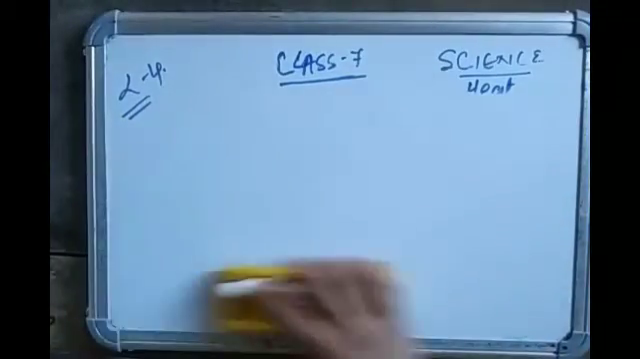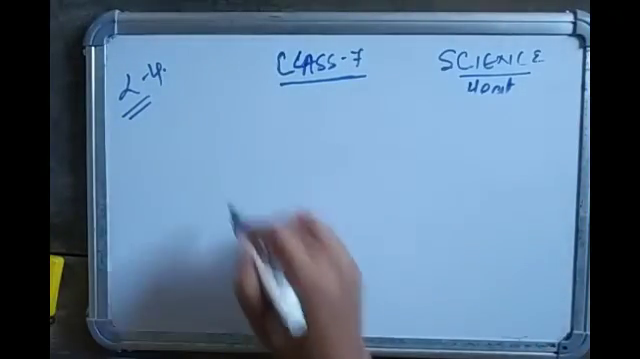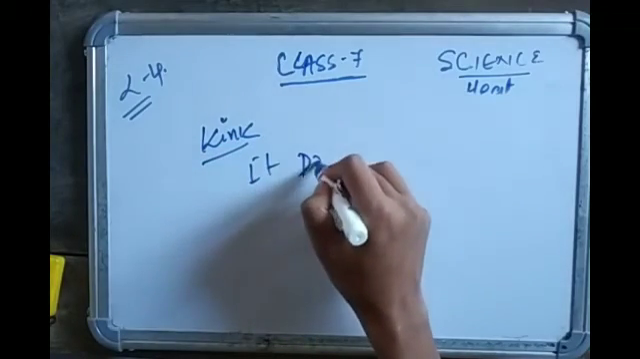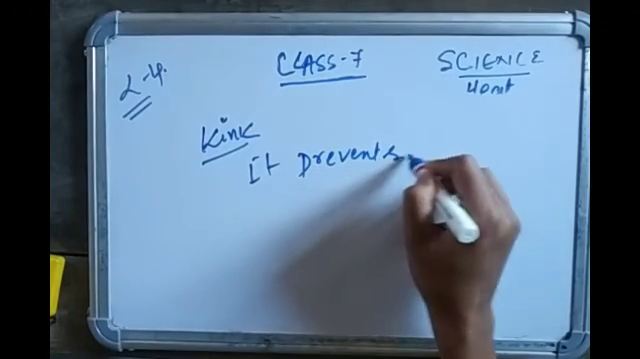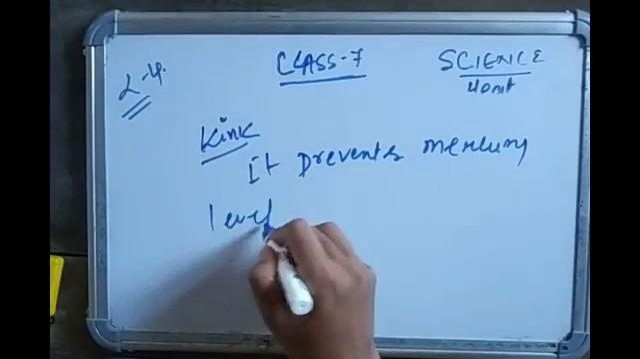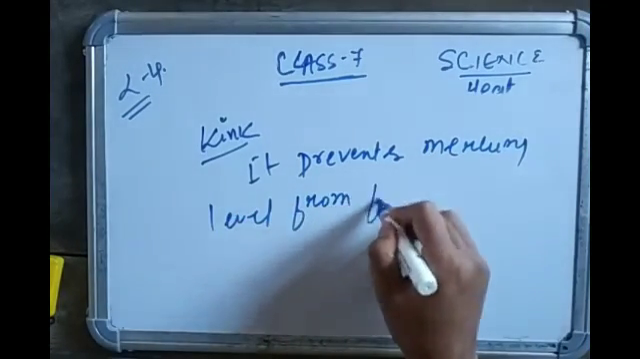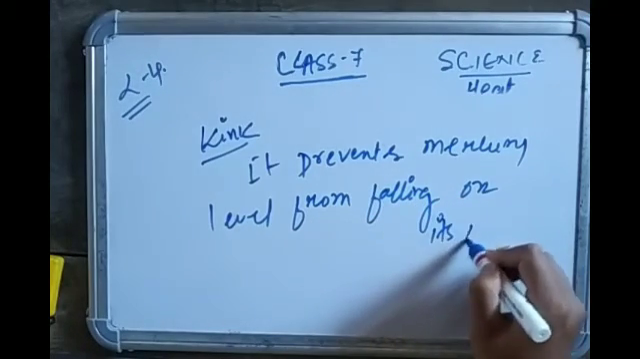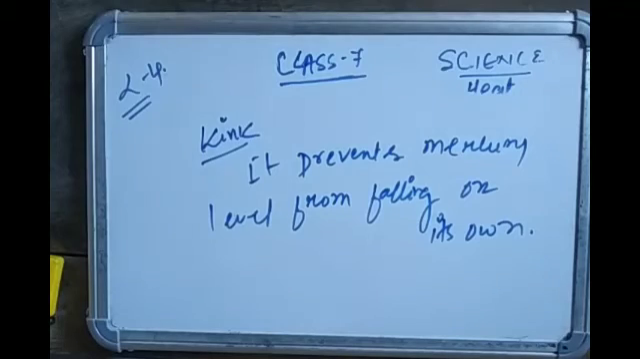So with the help of kink, so what is the use of kink? Kink, it prevents mercury level from falling on its own.